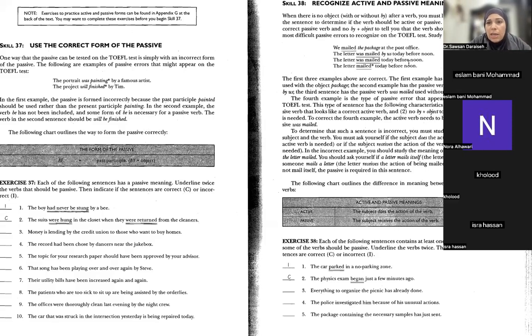So be careful, guys, okay? Look at this. "The letter mailed today before noon." Okay, so look at this mistake. See, look at the star, the asterisk here. It means this is wrong because the letter can't mail. The letter mailed. Why? Is it a human being to mail? All right, and in the past, so the letter was mailed today before noon.